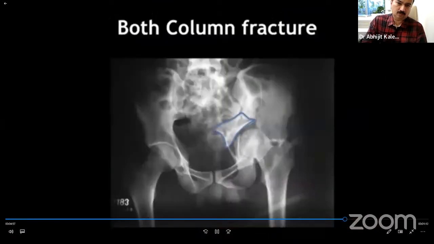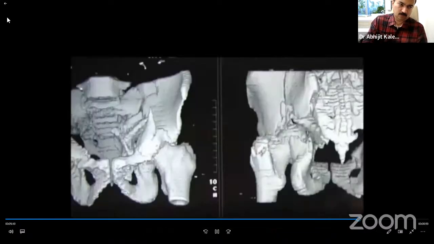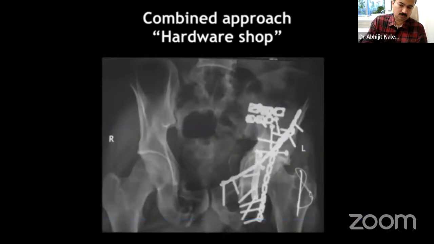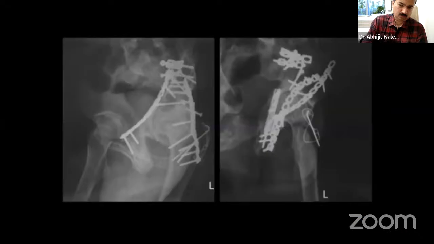This is very interesting. Both column fracture, but look at the weight bearing dome, how it has rotated and completely displaced. This was treated by combined approaches to fix this complex injury.